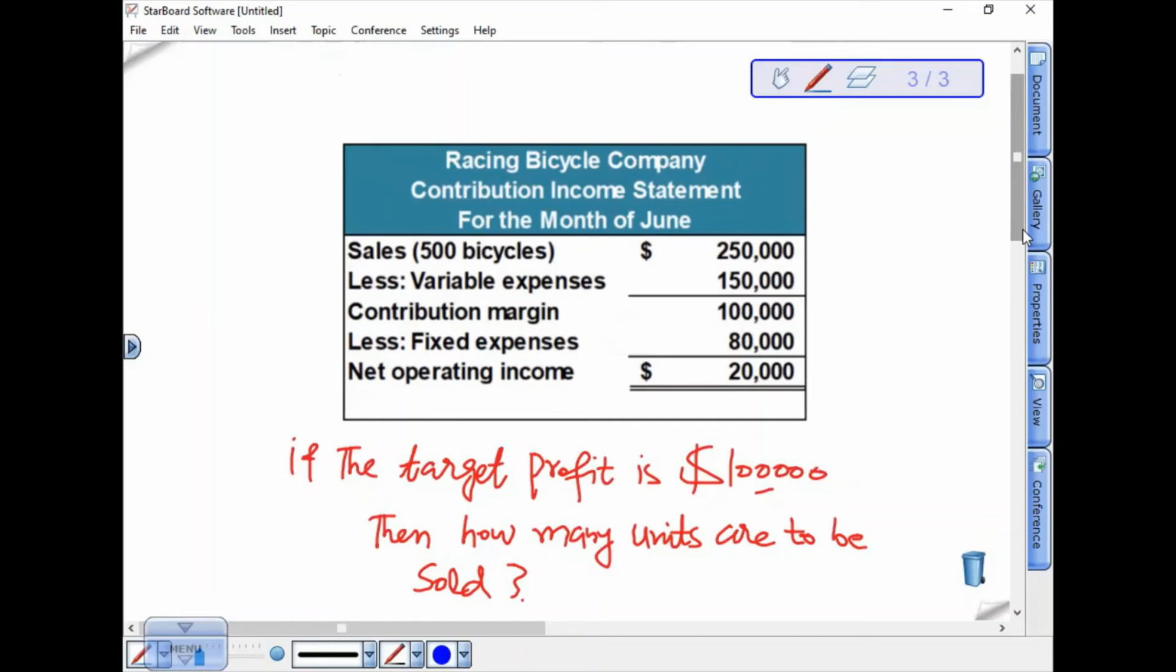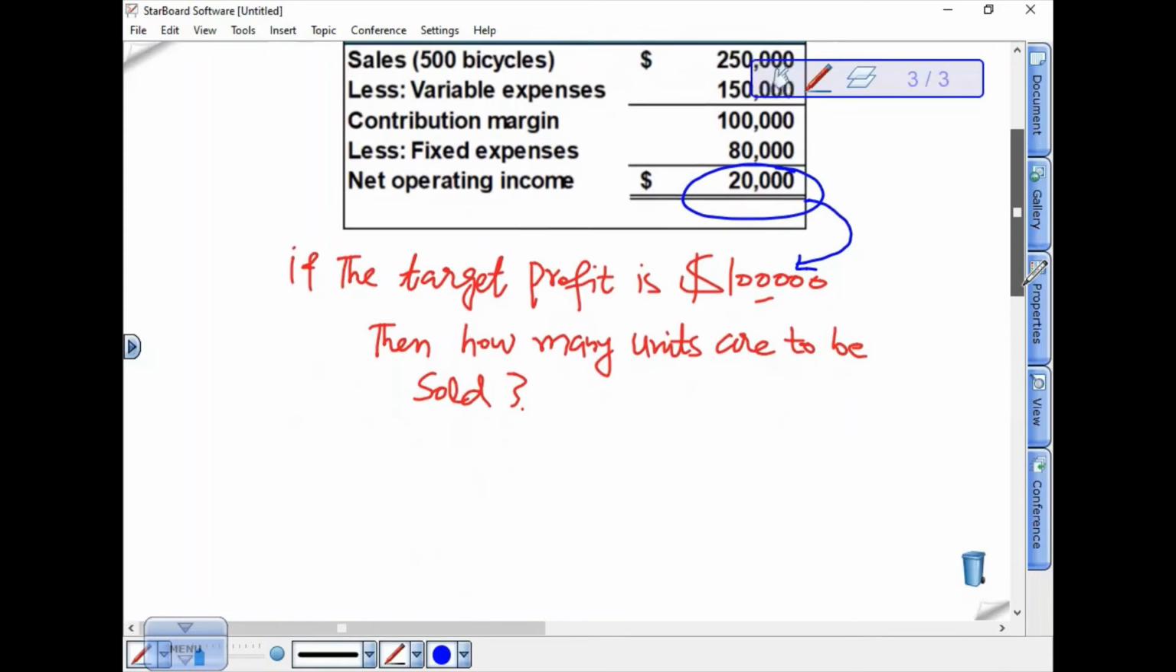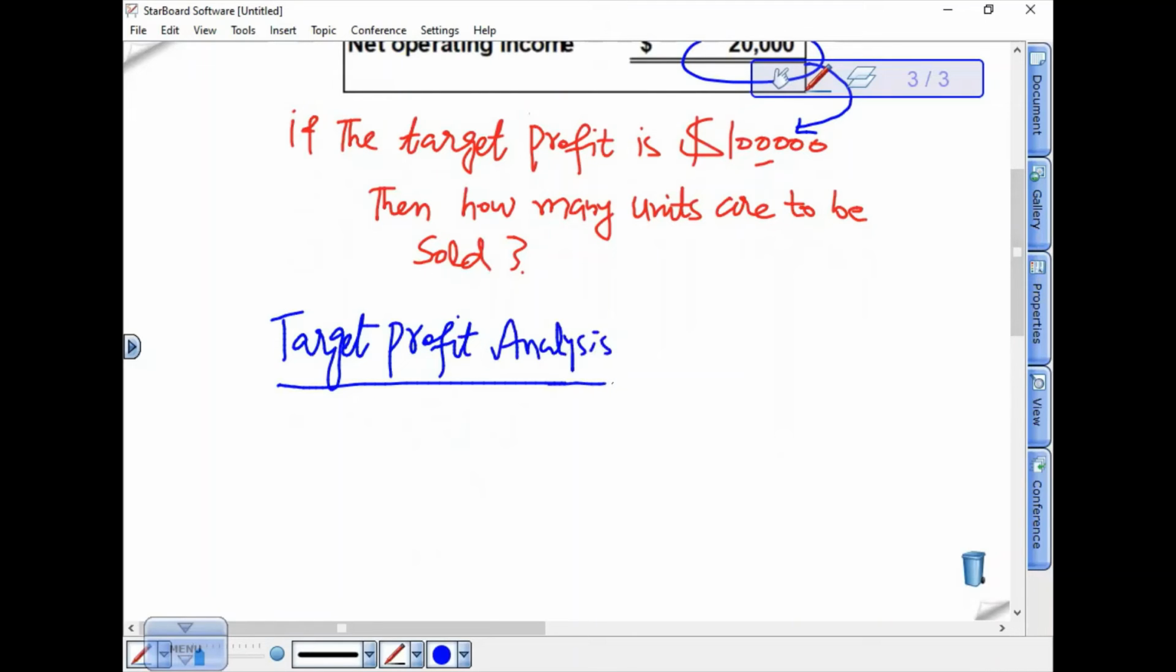Okay, if the examiner asks you from this given data, if your targeted profit should be $100,000 instead of this $20,000, then how many units do you need to sell in order to get a profit of $100,000? This type of question we call target profit. So in order to calculate the targeted units, this is known as target profit analysis. And how many units we need to sell?